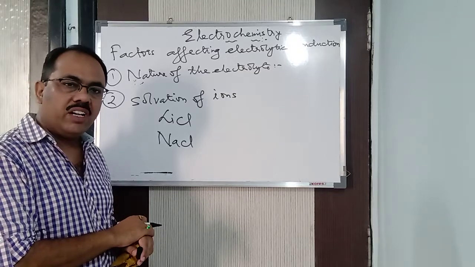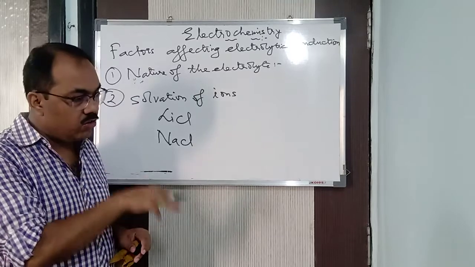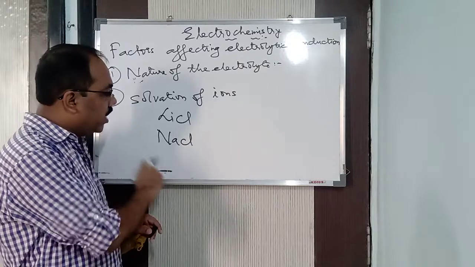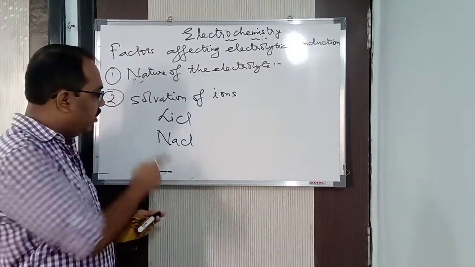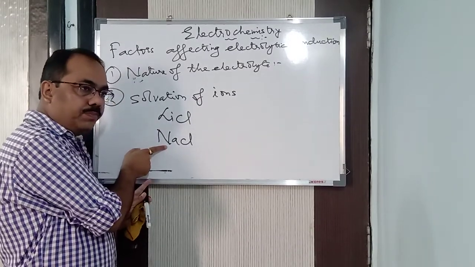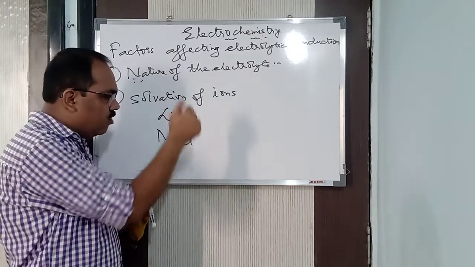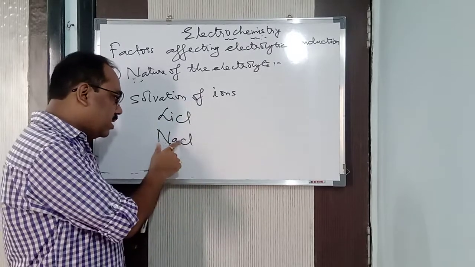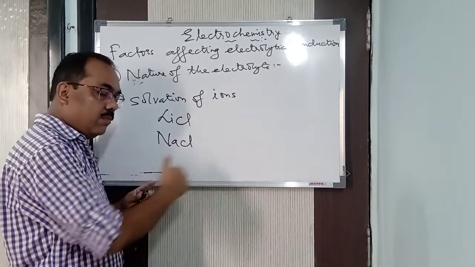So should the solute-solvent interaction be stronger or weaker? It should be weaker. When a solute is dissolved in a solvent, the interaction should be weaker; then only will it dissociate. And how will you know? See, I have written the metals of the first group. As you come down the group, the size of the atom increases. As the size of the atom increases, the distance between the metal and chloride, sodium and chloride, also increases. The bond length increases.